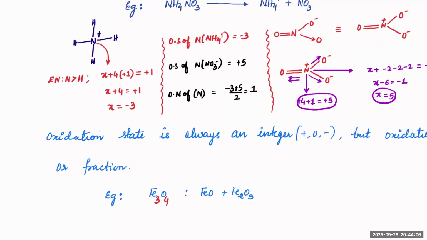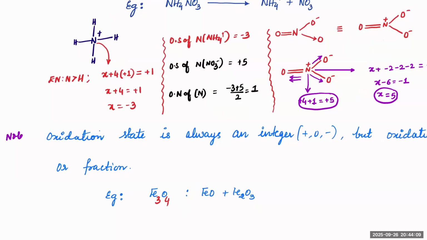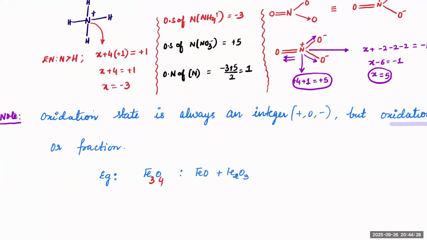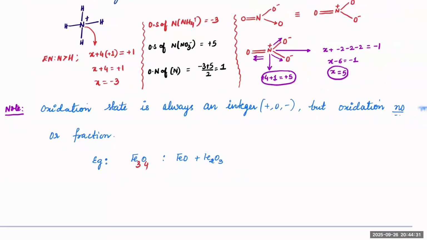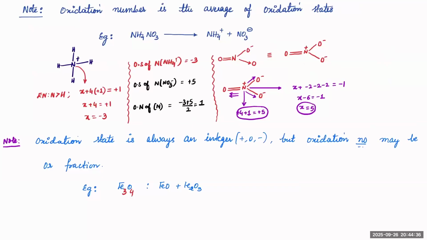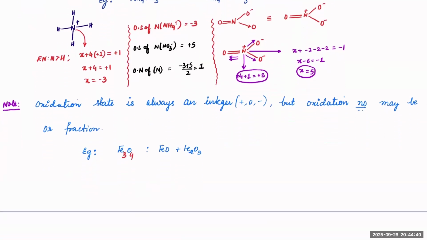Next, there is an important note, you might check it out, that oxidation state is always an integer value. Oxidation state is always an integer value. It could be positive, 0 or -1. But oxidation number may be an integer, okay, or a fraction. It could be either of that. Clear? This point is clear, everybody. Let me show you with an example how this point is valid.